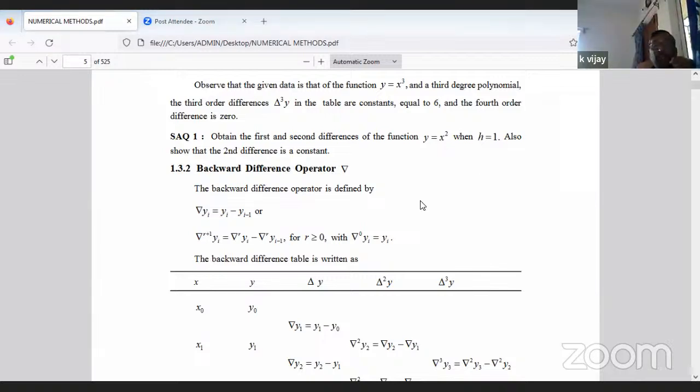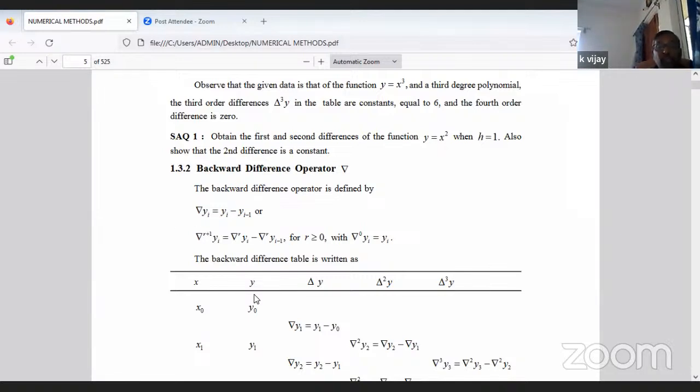Backward difference operator, nabla. The backward difference operator is defined by nabla yi is equal to yi minus yi minus 1. Therefore, nabla r plus 1 yi is equal to nabla r yi minus nabla r yi minus 1, r greater than 0, and nabla 0 yi is equal to yi.